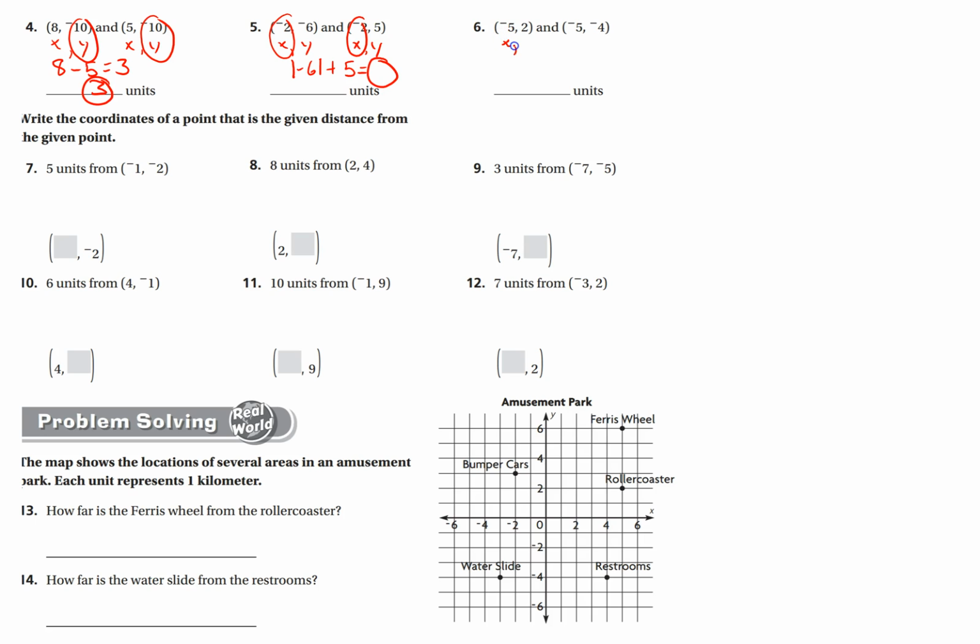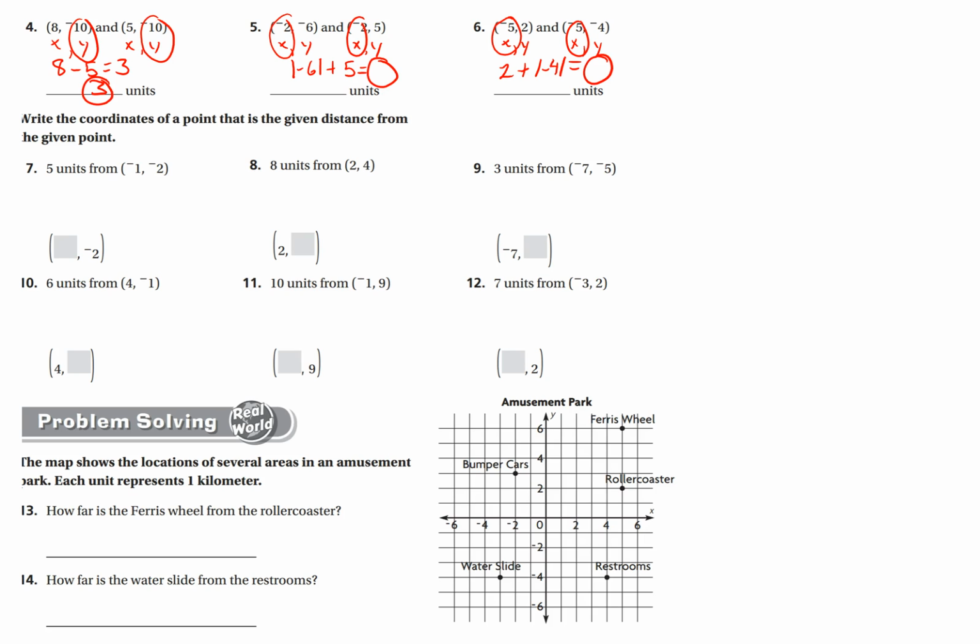Okay, over here, x and then y, x and then y. Our x values are the same, so we look at our y's. We have a positive and a negative, so we add the absolute values. 2 plus the absolute value of negative 4. And that's going to give you your total distance away.